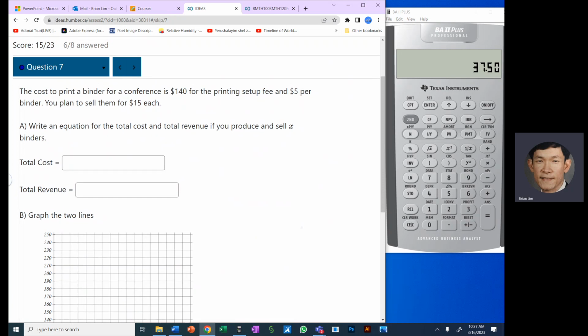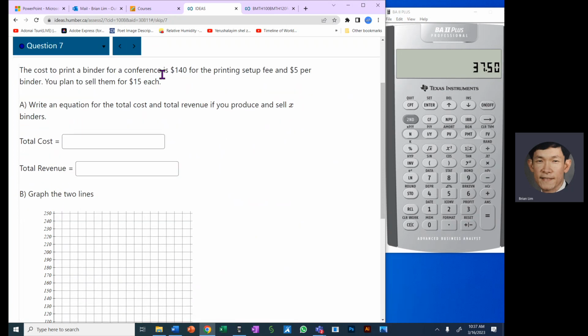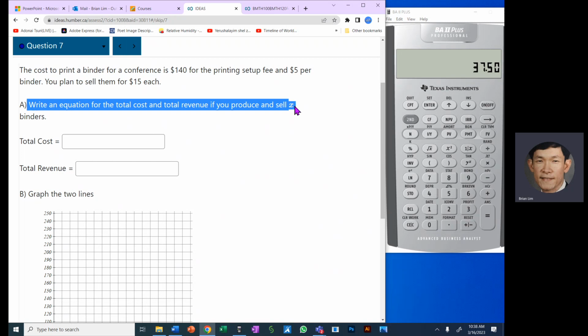Okay, the cost to print a binder for a conference is $140 for the printing setup. So that looks like a fixed cost. Yes, there's usually printing, you got a setup charge, and $5 per binder. You plan to sell them for $15 each. Write an equation for the total cost and total revenue if you produce and sell X binders.